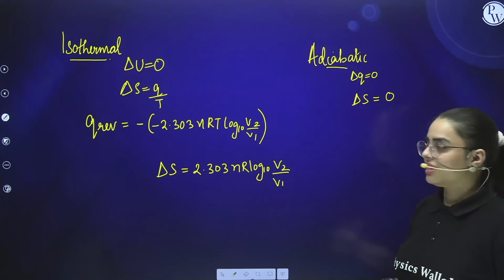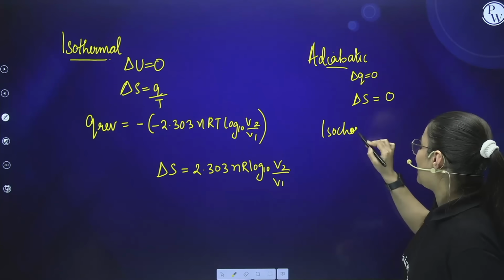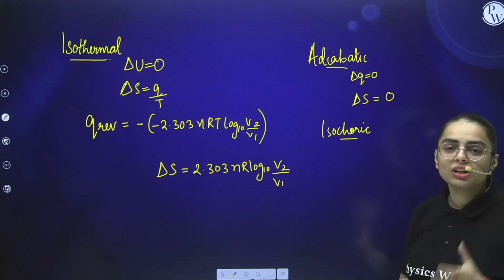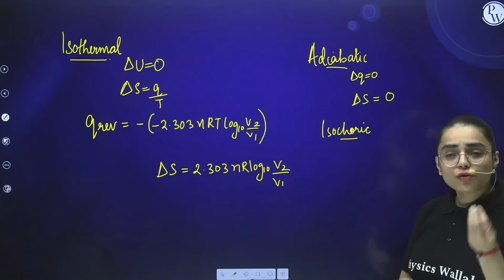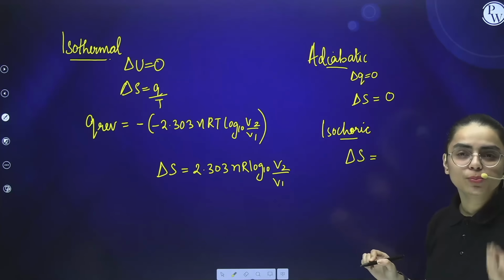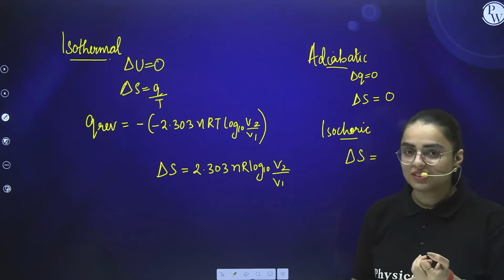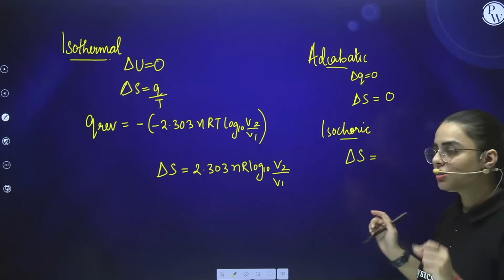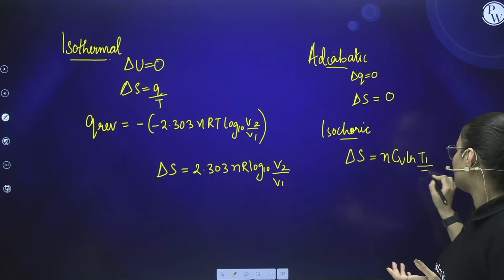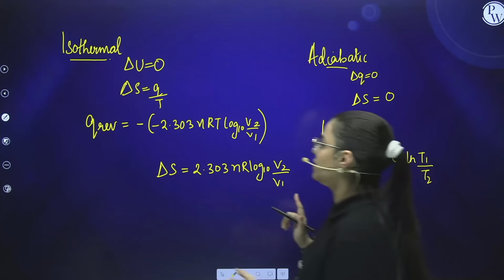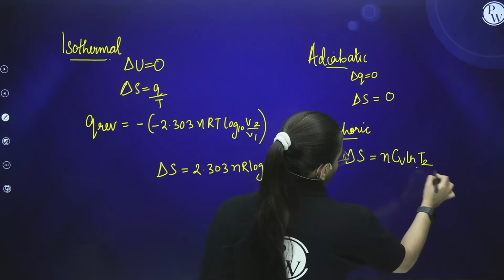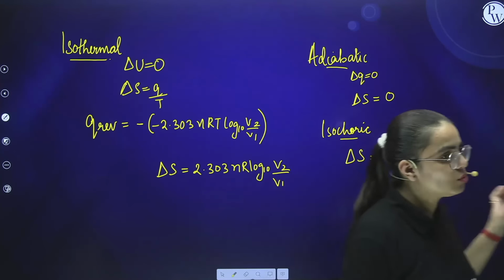Now if I talk about the next case, that is the isochoric one. In the isochoric one, what do you see? Volume is going to remain constant. If volume is constant, what is the formula for delta S? Here we need to put the formula of Q with respect to CV and CP, which we have done. The same we are going to equate over here. Now what is the formula? It is nCV ln T2 by T1. Sorry, we were taking V2 by V1 earlier, so here T2 by T1 will come. This is for the case of isochoric, when volume is kept constant.